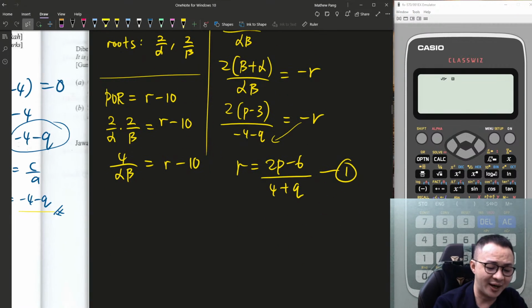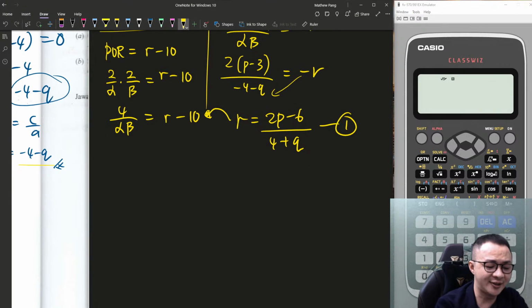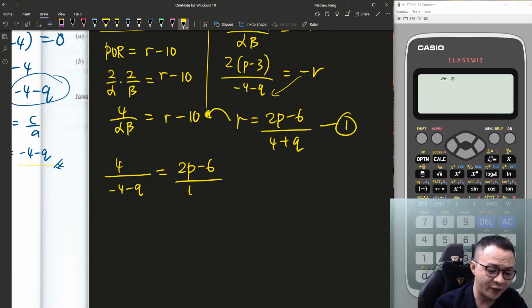Okay, we can substitute my r into this equation now. And then I can also substitute my alpha beta into it. So my alpha beta is minus 4 minus q. My r is 2p minus 6 over 4 plus q, minus 10.